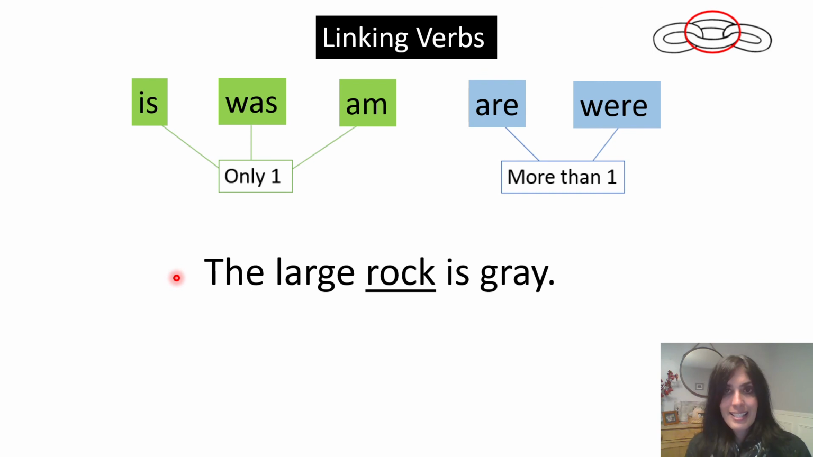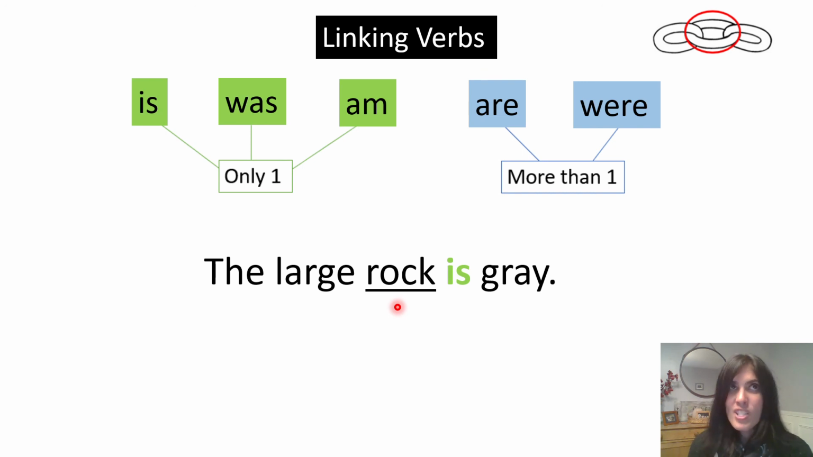Listen to the sentence. Our sentence reads, "The large rock is gray." In this sentence, I have a singular noun, rock. There's only one. There's not an S at the end of this noun. Because there's only one, I'm going to use the linking verb is.